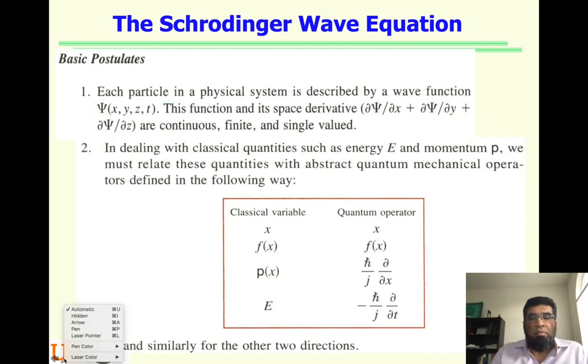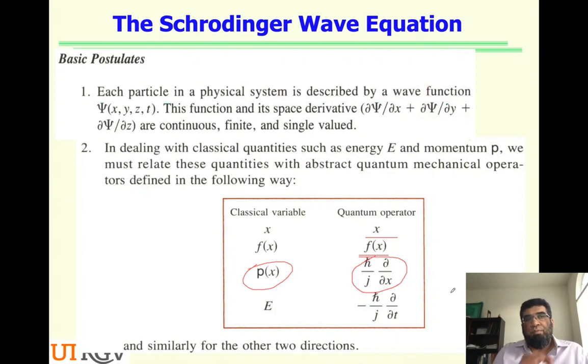So x stays x, a function of x stays a function of x, and the momentum is expressed in terms of the Planck's constant and the partial derivative with respect to x. Since this was x, we are taking x here. If this was y, this would be y here, and z as well.